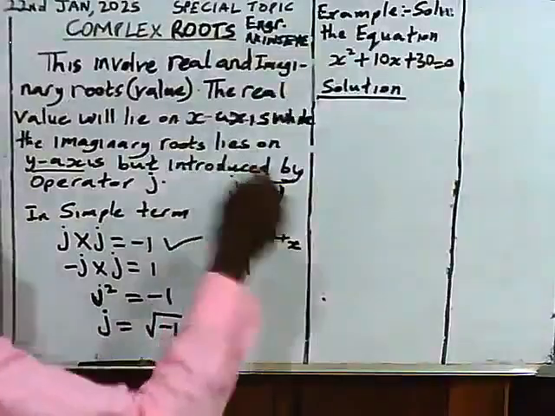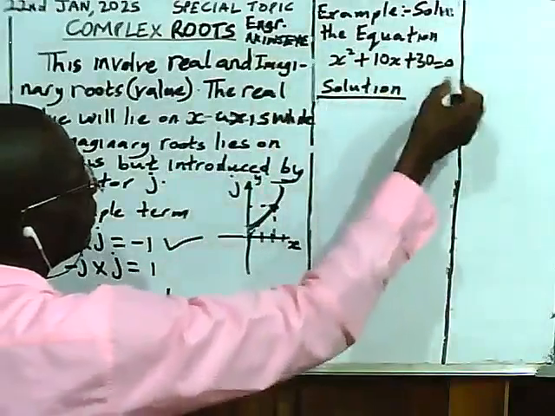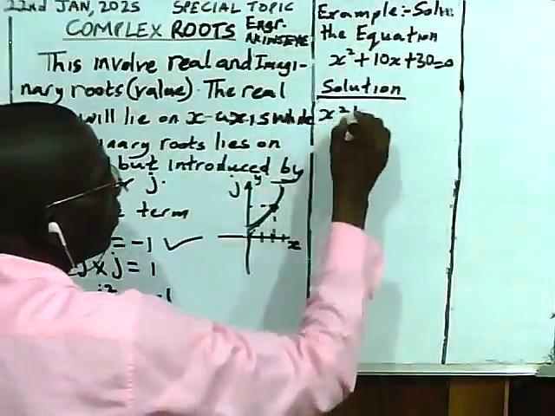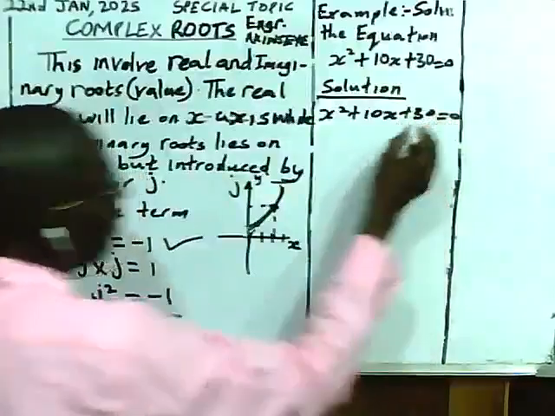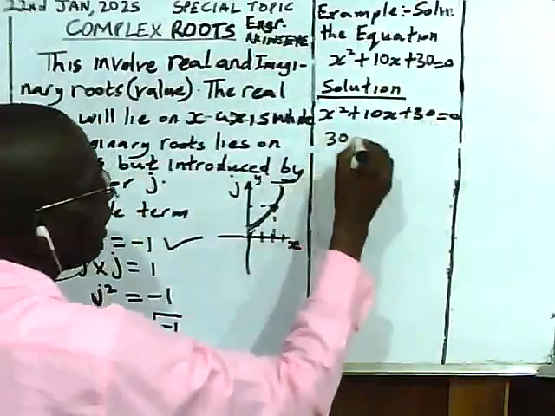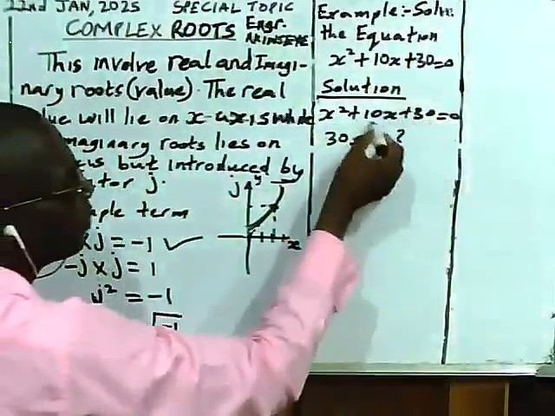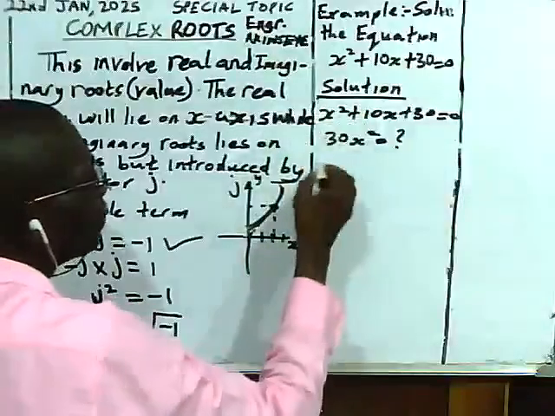J. Example, solve the equation x squared plus 10x plus 30 equals 0. By the time we want to use the factor method, this is 30. There is no factor pair that we can sum together to give us this. Therefore, the factor method will not go. Let's now use the formula method.